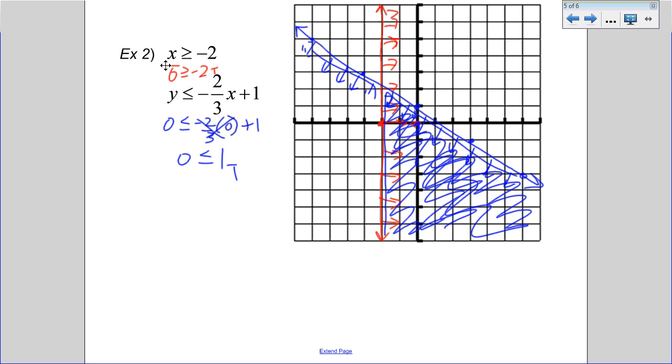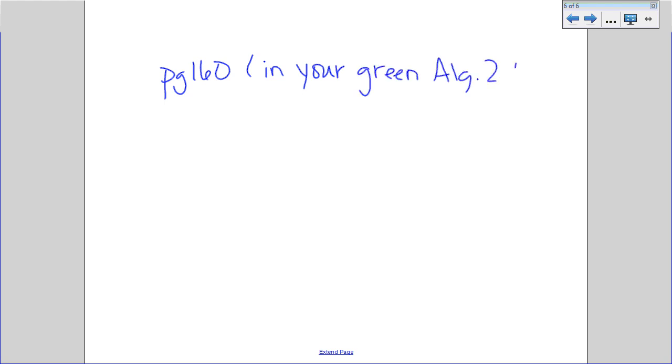All right, so your last on your own is on page 160 again, in your green Algebra 2 books. And you're going to do number 31.